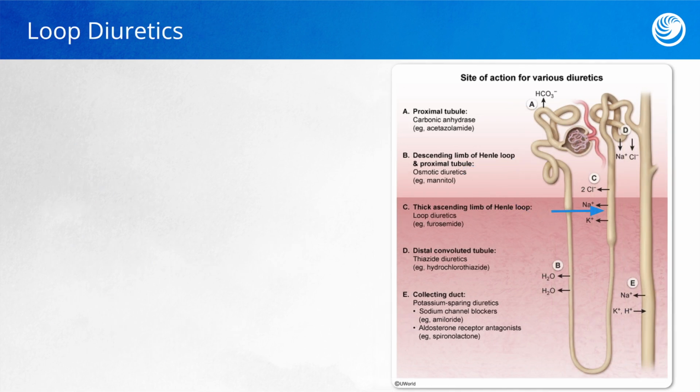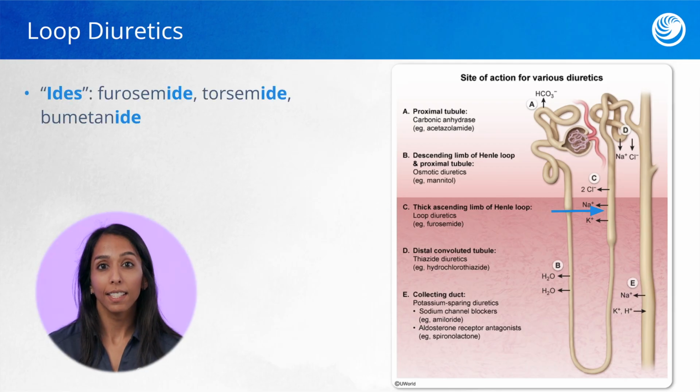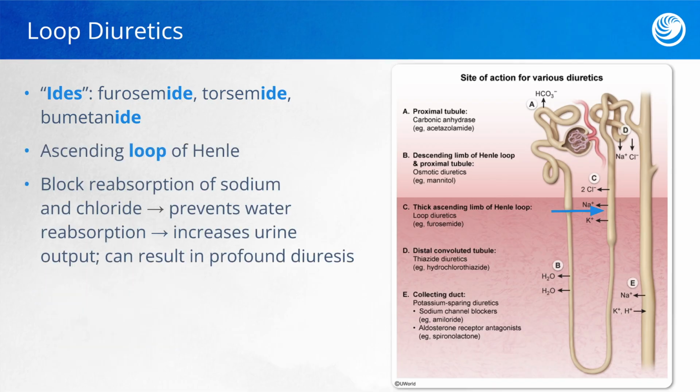Next, we have the loop diuretics, which work in the thick ascending loop of Henle, and these are typically considered our most potent diuretics. Most of the medications in this class end in "ide", including furosemide, torsemide, and bumetanide. These drugs block sodium and chloride reabsorption, and again, because water follows sodium, this will also prevent water reabsorption. About 25% of sodium is typically reabsorbed here, so blocking this will cause quite a profound diuretic effect.